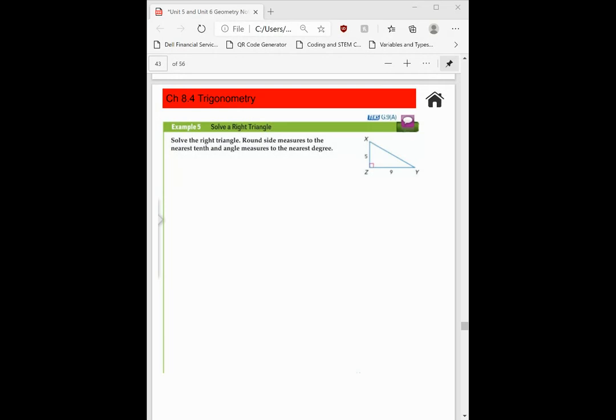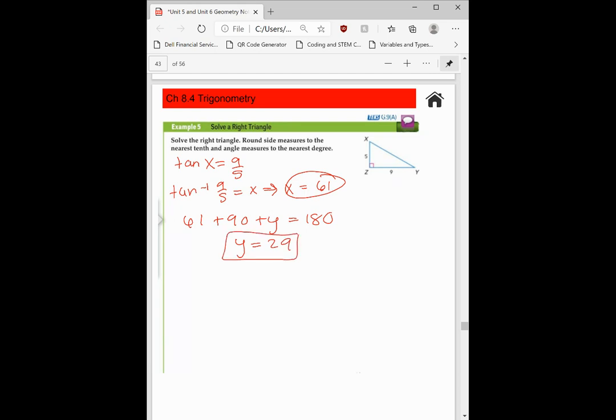So first, in order to find the measure of x, we're going to use the tangent ratio. So tangent x is equal to 9 over 5. So tan inverse of 9 over 5 is equal to x, which implies that x is equal to approximately 61 degrees. Okay? We can use this information to find y, because we can use 61 plus 90 plus y is equal to 180. If we subtract 61 and 90 from 180, we get y is about 29 degrees.